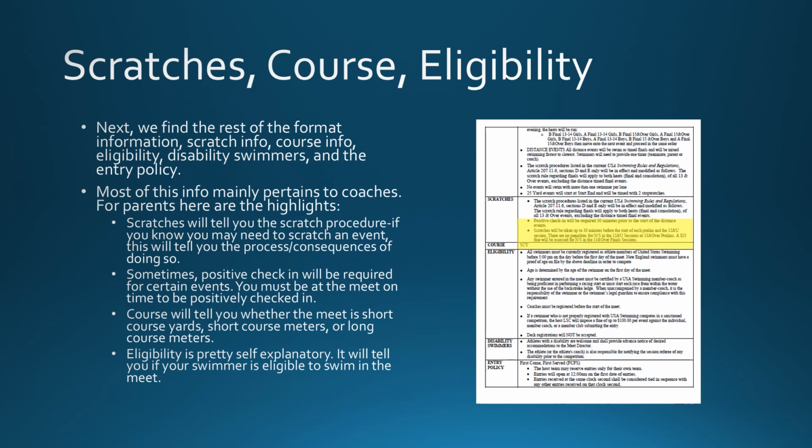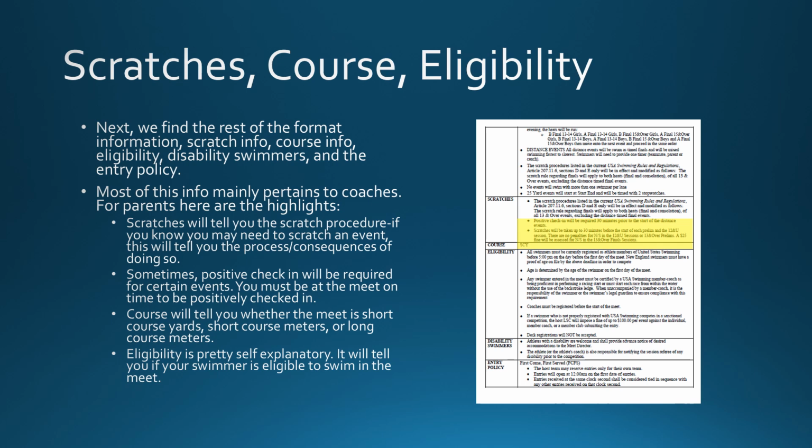Then you have the course. On here it just says SCY, and that's short course yards. There are 3 courses that you can see: short course yards, short course meters, and long course meters. So SCY, SCM, LCM. Typically in the winter, you're going to see SCY, short course yards. In the summer, you're going to see some short course yards, some long course meters. It'll depend on the facility and what they're doing. But typically, winter is short course season, summer is long course season. It's pretty rare to see short course meters. There aren't very many short course meters pools in the area that we're in.